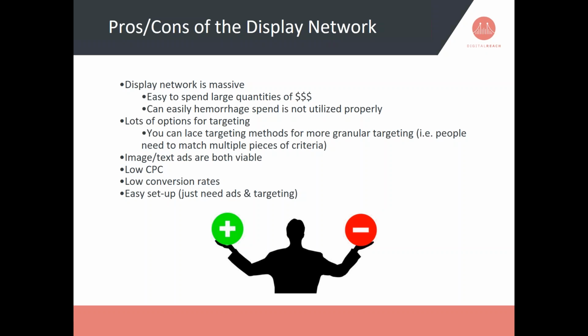There are actually some pros and cons to it being as massive as it is, so it being large is not necessarily good or bad. The first note here says that it's easy to spend large quantities of money on the display network. That can be good and bad. It can be bad because if you don't do your targeting correctly, or if you don't have enough funding to dump into it and you're not covering a large portion of your market, it can easily hemorrhage money. And honestly, the display network has a bad rap for being a platform where people waste money.